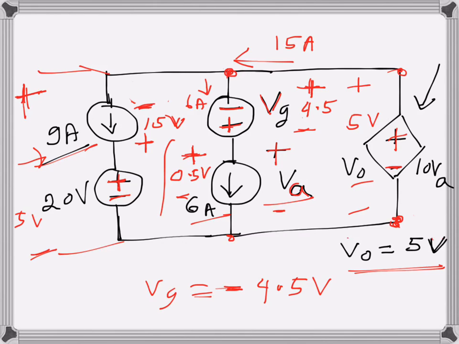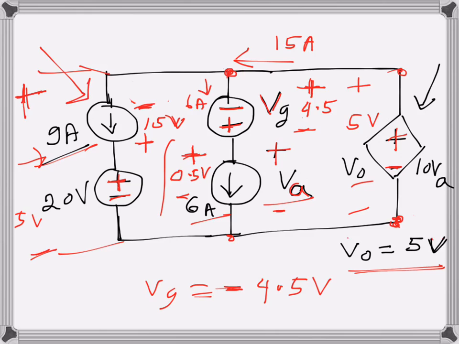That's pretty simple. So we now have all the currents, all the voltage drops across the sources and the currents through the sources, everything we have. Now we just write down the power. So I will do one by one.